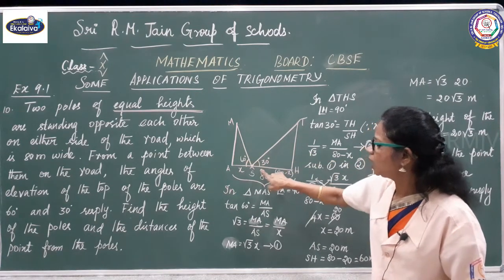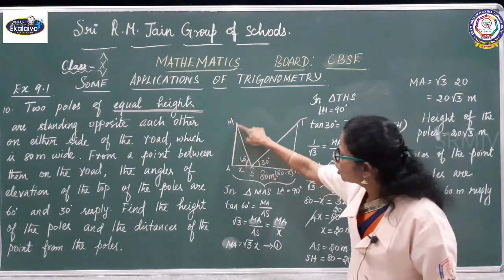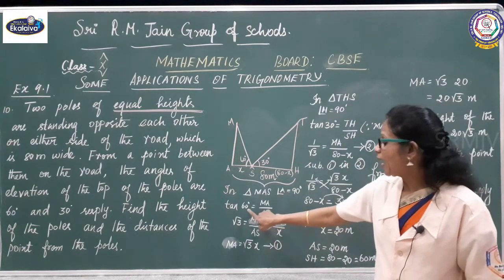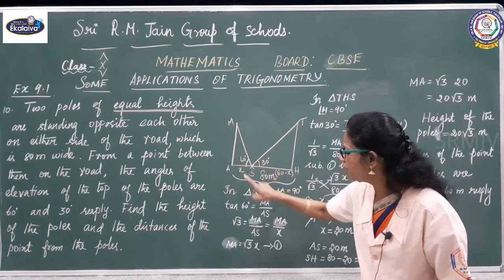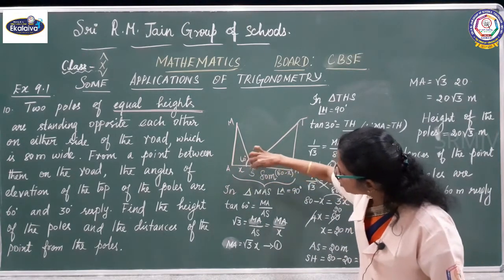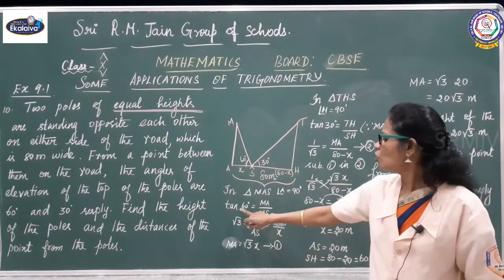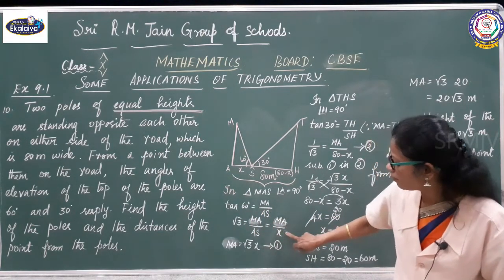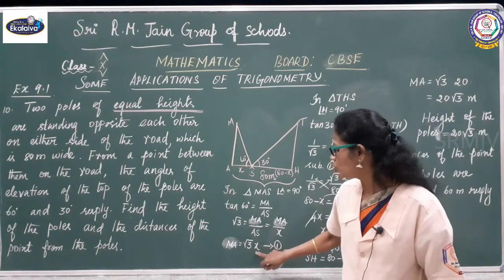Angle is 60 degree, 30 degree. Then you took a triangle MAS, angle A equal to 90 degree, tan 60 equal to opposite by adjacent. The AX we consider as X. So tan 60 equal to MA by AS, that is MA by X, MA equal to root 3x.